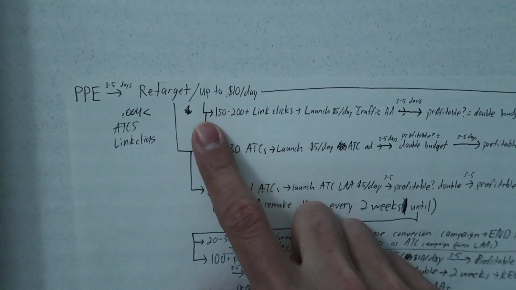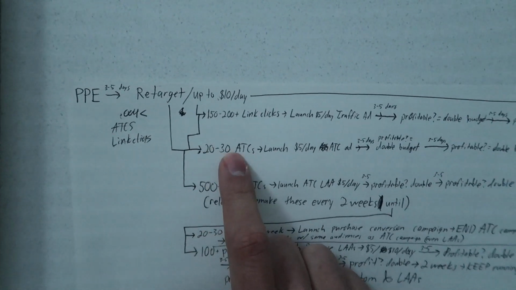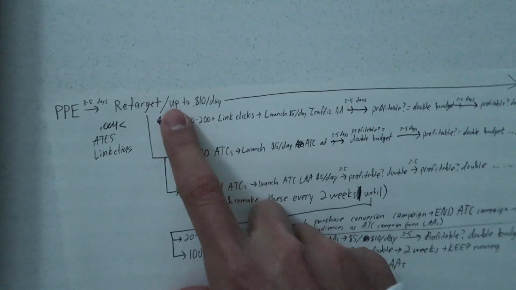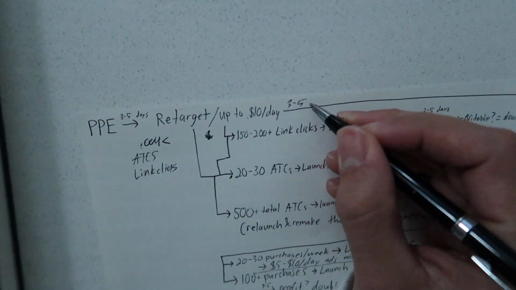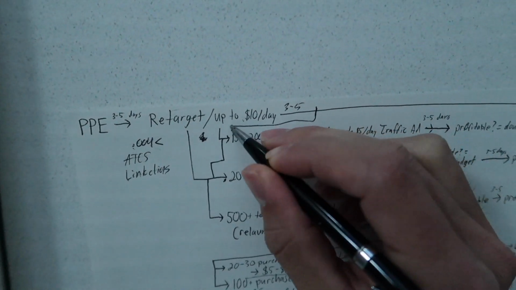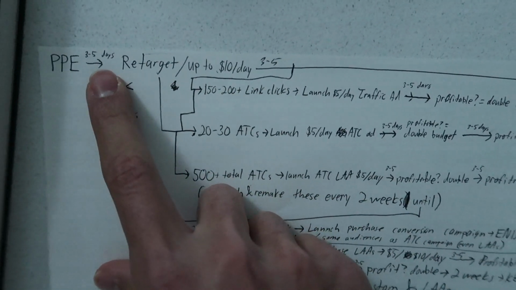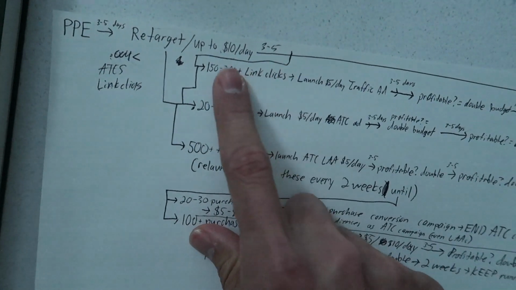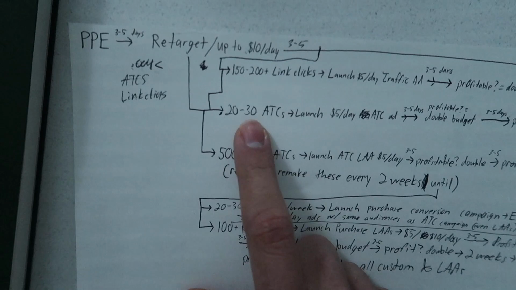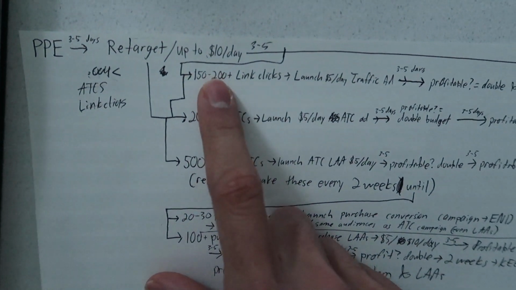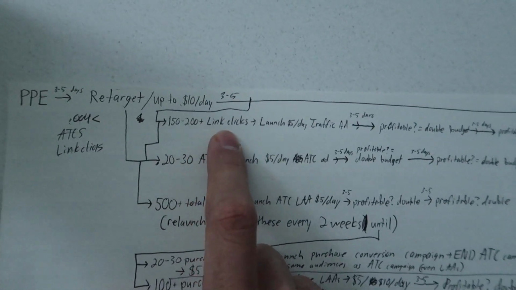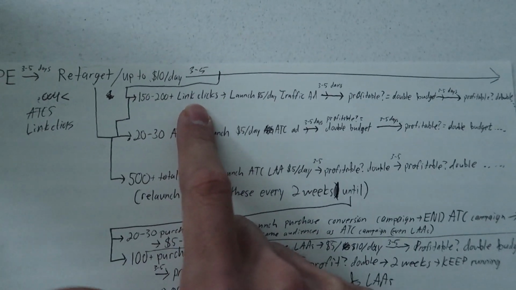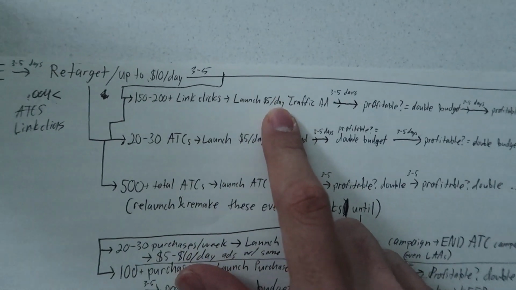Alright, so right here, if you got less than 20 to 30 add to carts when you come here, this is 3 to 5 days after you retarget. Oh, I'm sorry. So after this, 3 to 5 days, this mark is when you come back to right here. So you're going to wait 3 to 5 days, retarget, and then wait 3 to 5 more days, and then you're going to see, does it have 20 to 30 add to carts, and does it have 150 link clicks? If it has both, definitely go with ATC, but let's say it has 150, 200 link clicks and only 4 or 5 add to carts. I would go ahead and launch a $5 a day traffic ad.